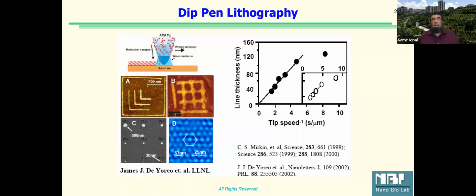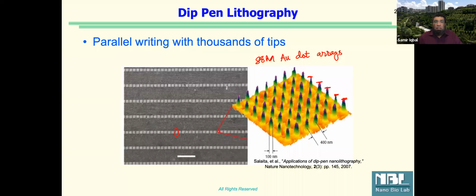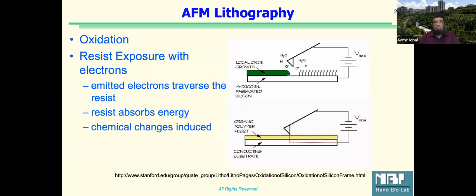Here's an example of features written by researchers at Lawrence Livermore National Lab. Again, you can see nanoscale features and nanoscale designs have been made. You look at these, you'll find these are really key papers. These are the papers that started this area. One way to overcome the throughput problem, they have made parallel dip pen nanolithography also, where they have created many, many tips, and they take them and stamp them to write things, right?